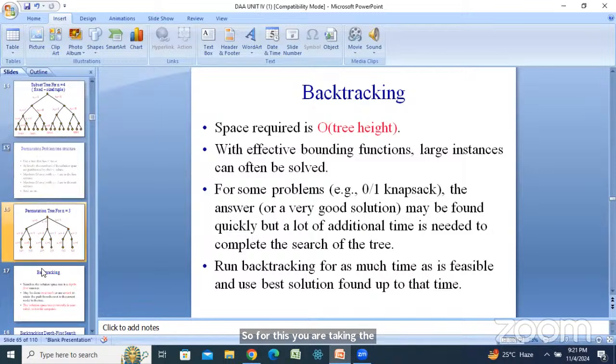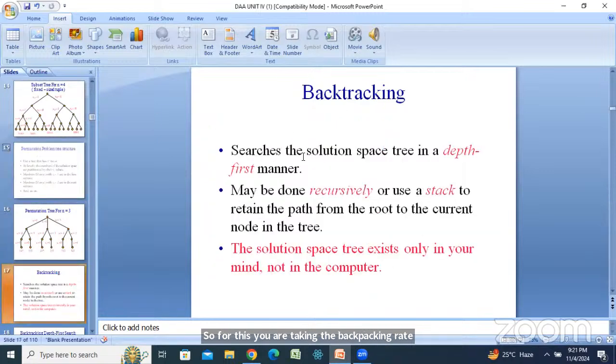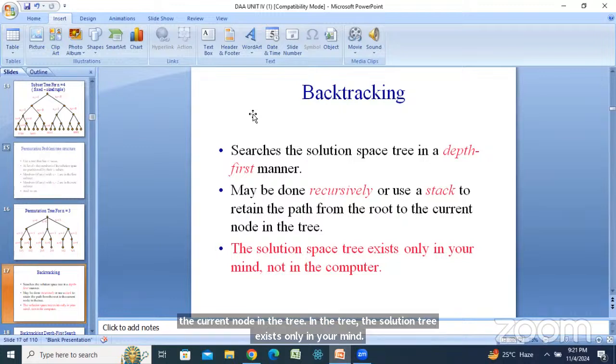Now you are going for backtracking. So in this, it searches the solution space tree in the depth first manner. It follows recursive procedure, or it uses a stack to retain the path from the root to the current node in the tree. The solution tree exists only in your mind. అంటే మనం ఓన్ గా చేయాల్సిందే, కంప్యూటర్ లో ఎగ్జిస్ట్ అవ్వదు, రైట్?